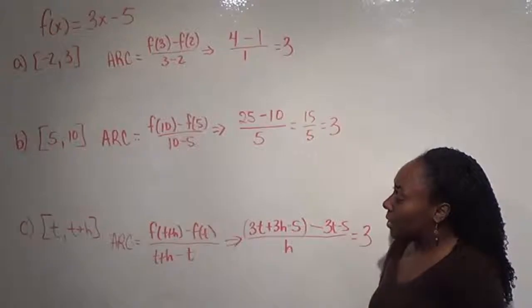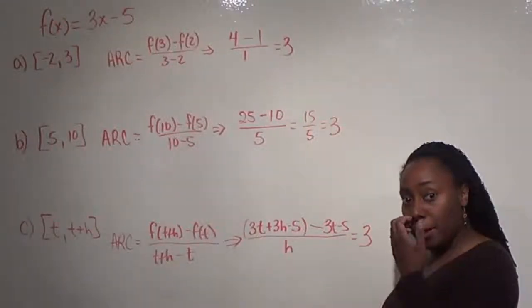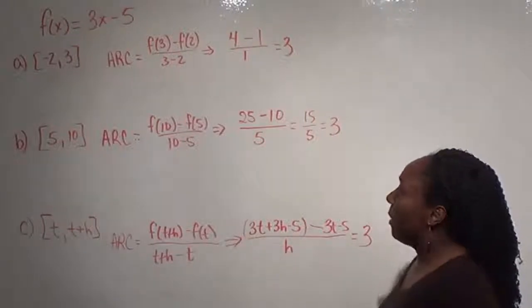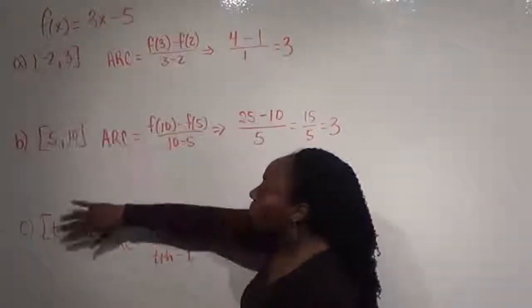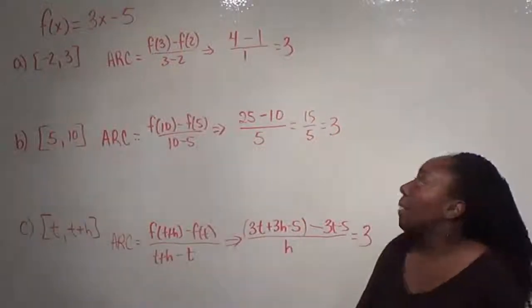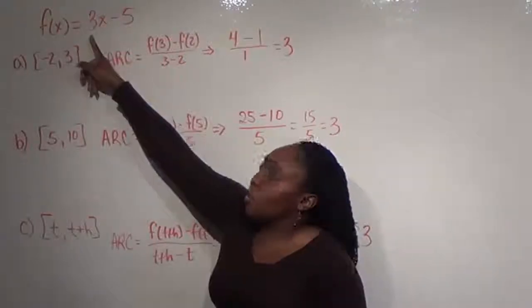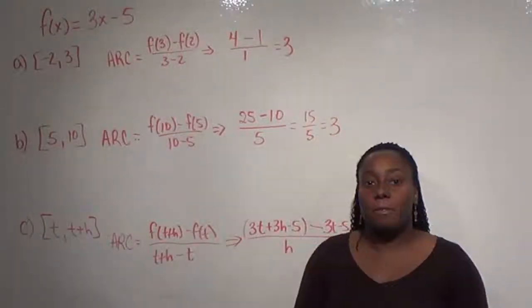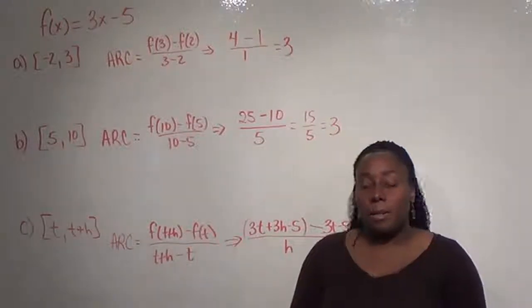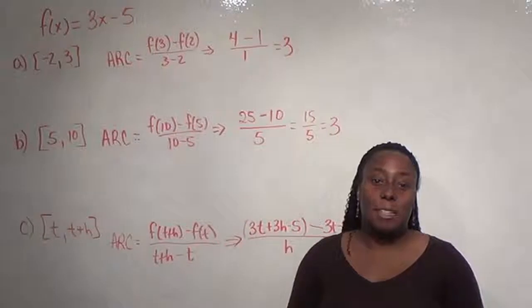And so we get some nice results from average rates for linear functions. If I have a linear function, then it does not matter what my interval looks like. My average rate of change is going to be the slope. And if you think about why that is, remember we defined the average rate of change to be the slope of the secant line.